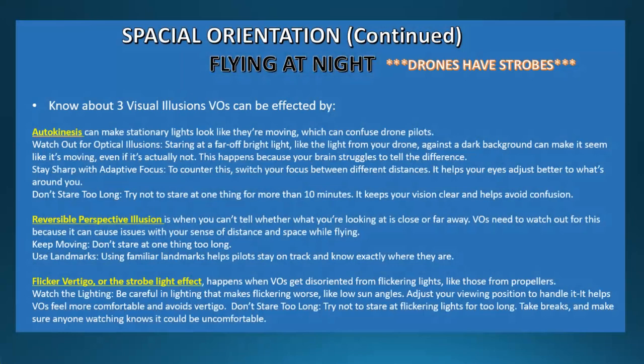So autokinesis can make stationary lights look like they're moving, which can confuse drone pilots. You may have seen this when you look at the stars sometimes. You're looking up and your eye just kind of moves a little bit. It looks like the star becomes a shooting star, and it takes you a while to find it again because your eyes aren't looking in the same place. So you want to watch out for these optical illusions. Staring at a far off bright light, like the light from your drone, against a dark background can make it seem like it's moving if it's actually not. This happens because your brain struggles to tell the difference.